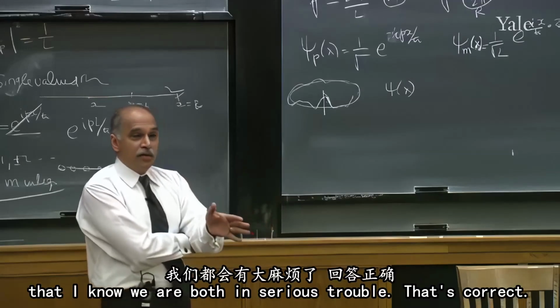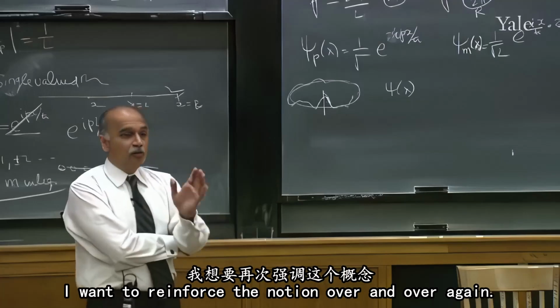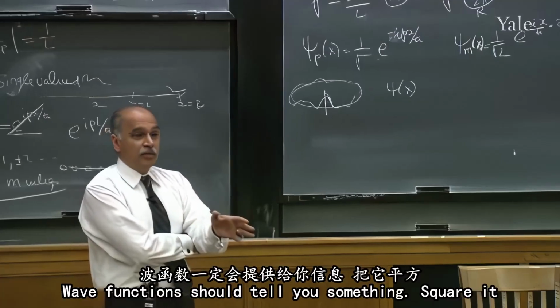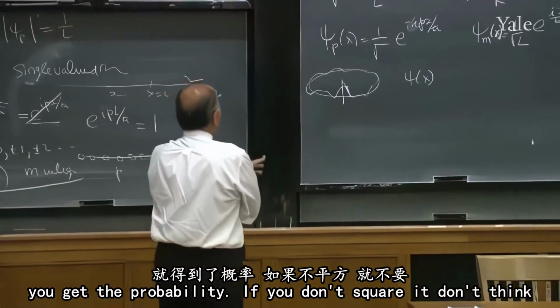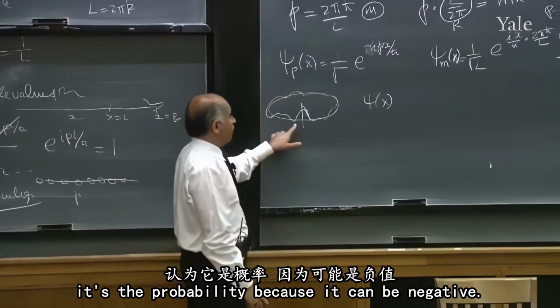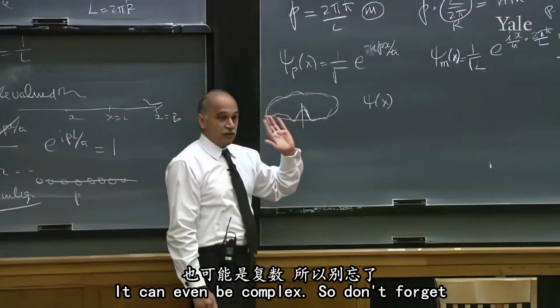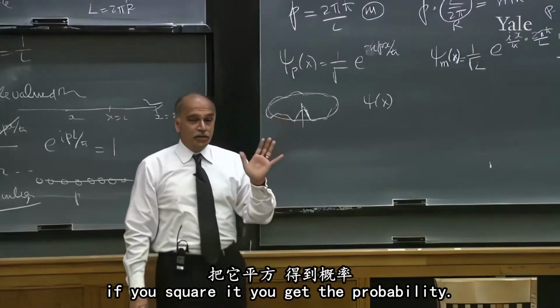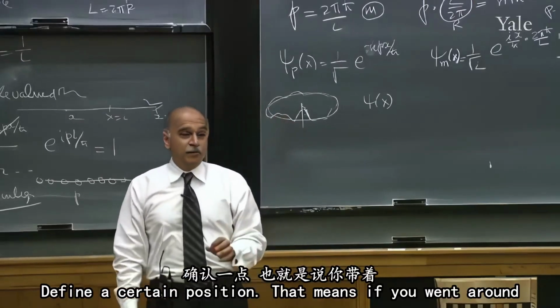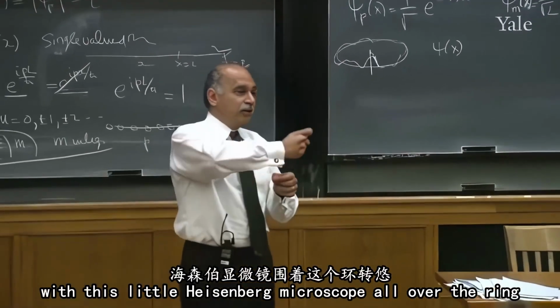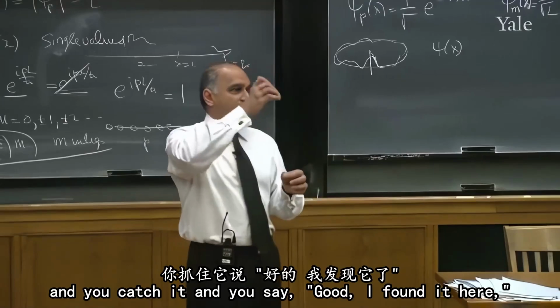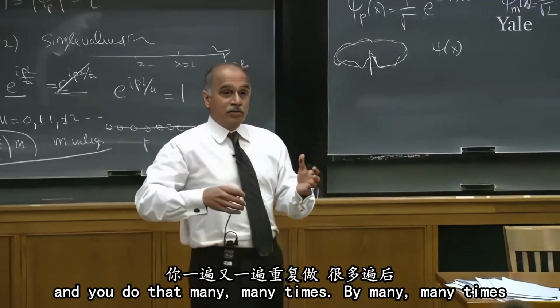Okay? That's correct. I want to reinforce the notion over and over again. A wave function should tell you something. Square it, you get the probability. If you don't square it, don't think it's a probability, because it can be negative, it can even be complex. Don't forget, if you square it, you get the probability to find a certain position, that means if you went around with this little Heisenberg microscope all over the ring, and you catch it and you say, good, I found it here, and you do that many, many times.